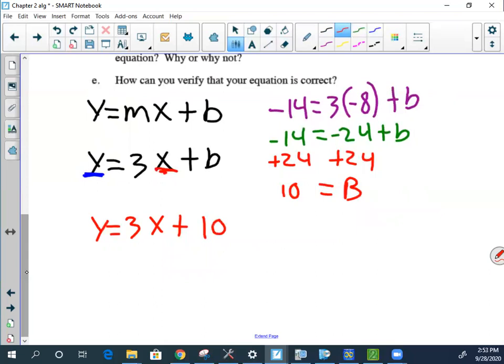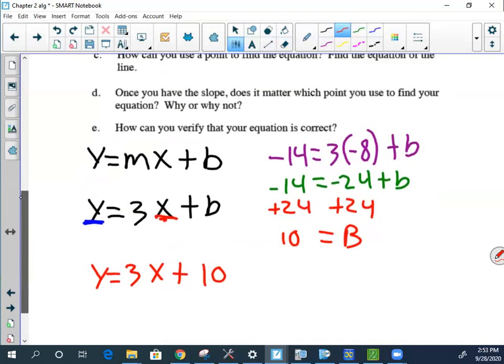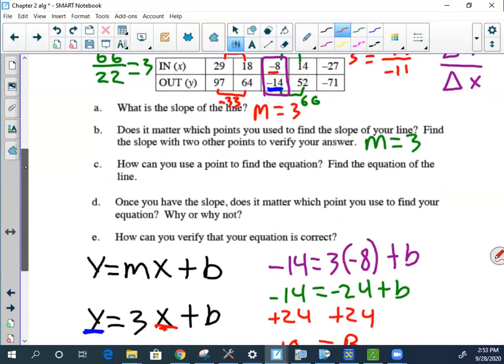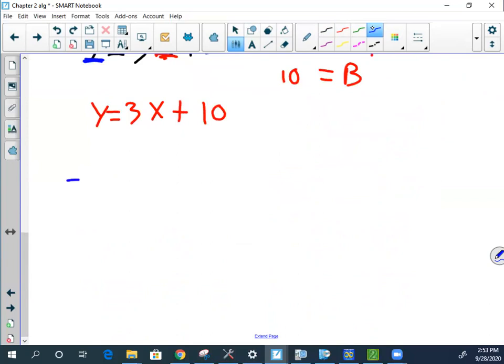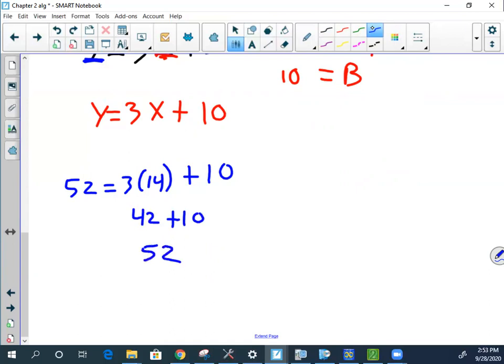What I can do is substitute any value from this table onto my graph and make sure that it is correct. So I'm going to double check this by testing the point 14, 52. If I put in 52 equals 3 times 14 plus 10, 3 times 14 is equal to 42. 42 plus 10 does in fact equal 52. So this is a correct equation that we found just by using 2 points of the graph.